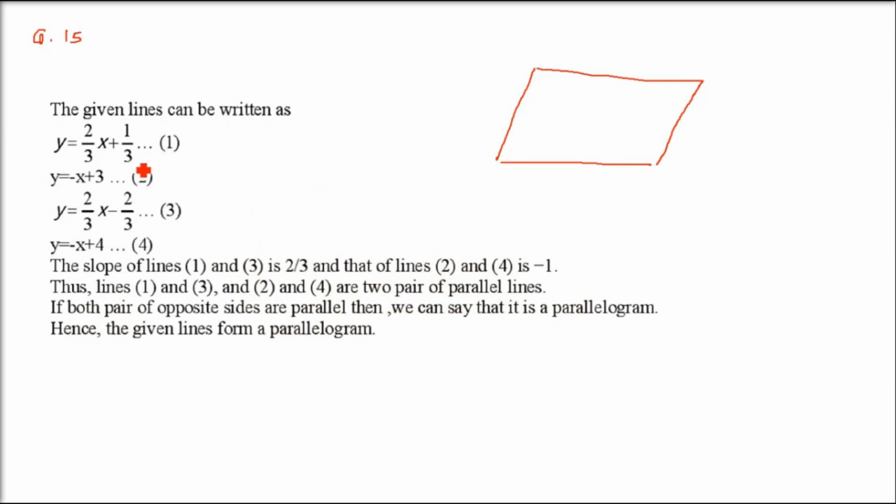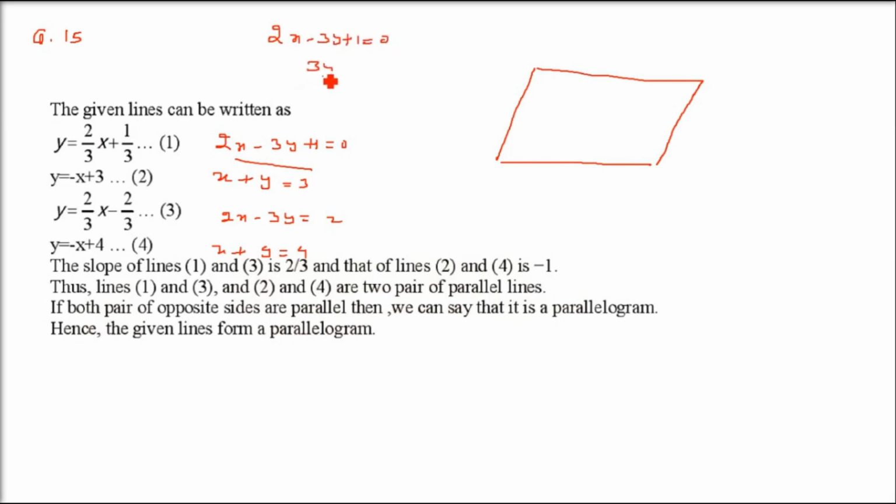So let us make these lines in y equals mx plus c form. The first line was 2x minus 3y plus 1 equals 0. The second line is x plus y equals 3, and 2x minus 3y equals 2 is the third line. And the fourth line was x plus y equals 4. So these are 4 lines. Now let us write this in the form of y equals mx plus c. I'll do it for you.